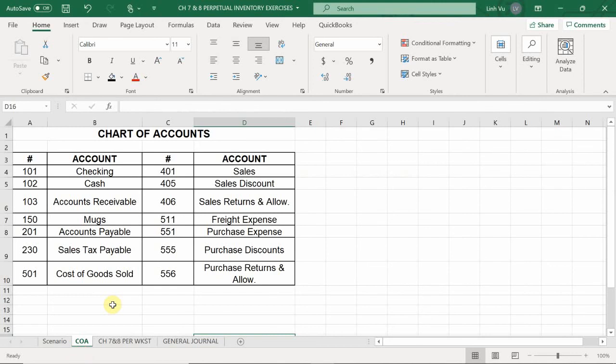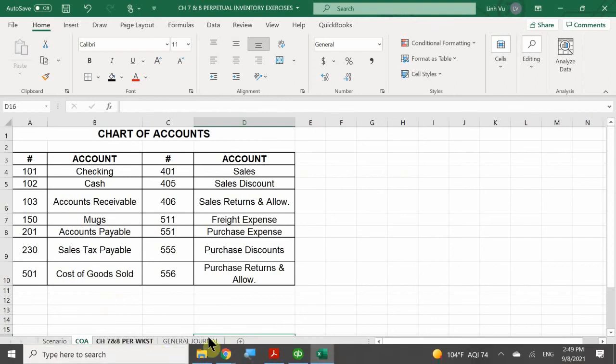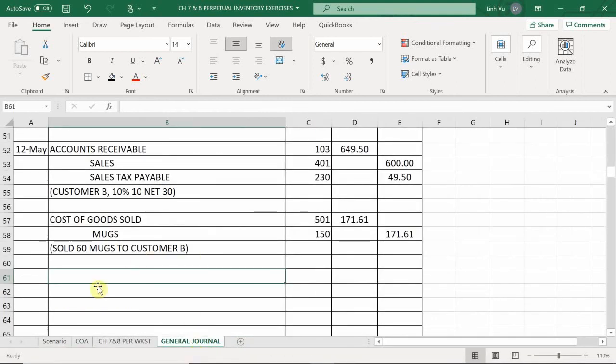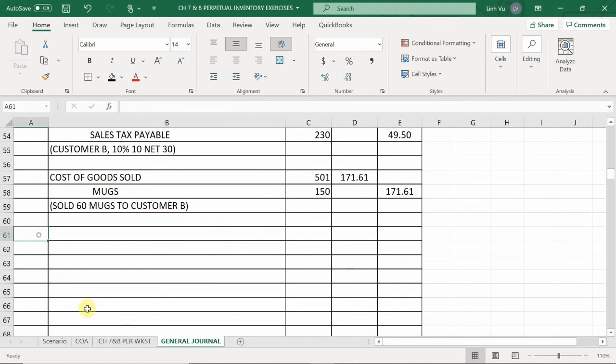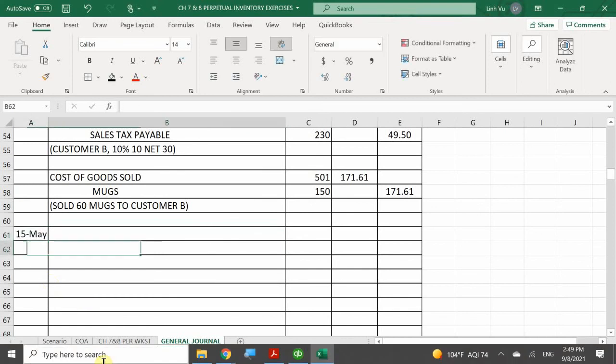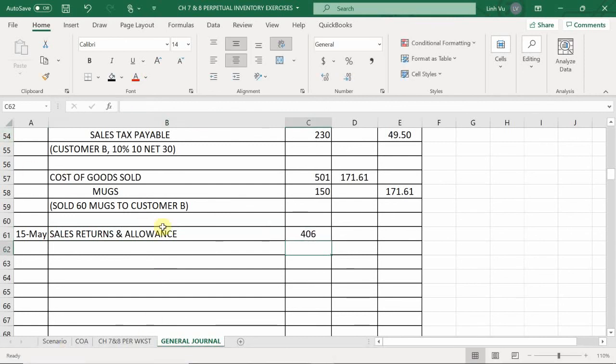If customer B is returning something, what are we going to use? Sales return. Yes. So 406 for sales returns and allowances. Good. And this time it is May 15, sales returns and allowances for 406.